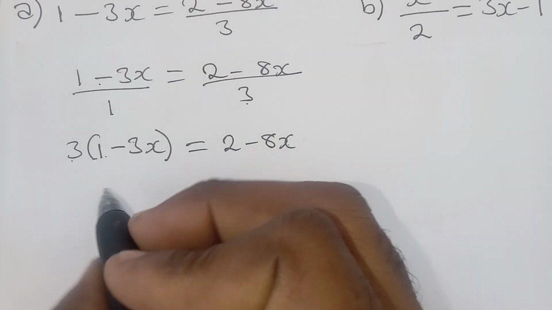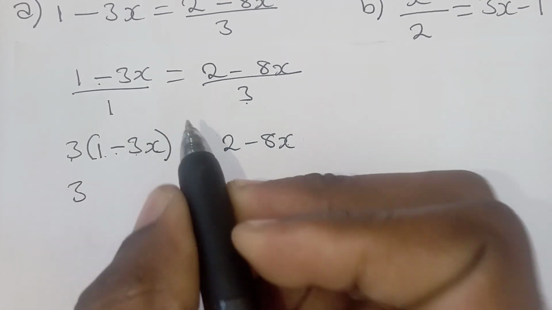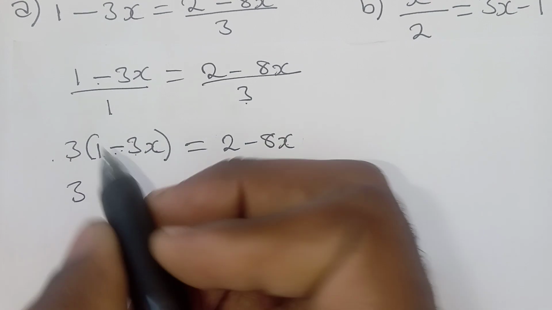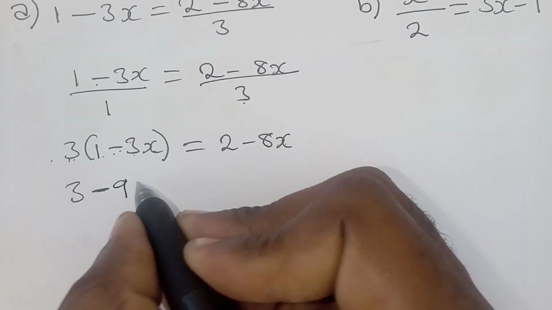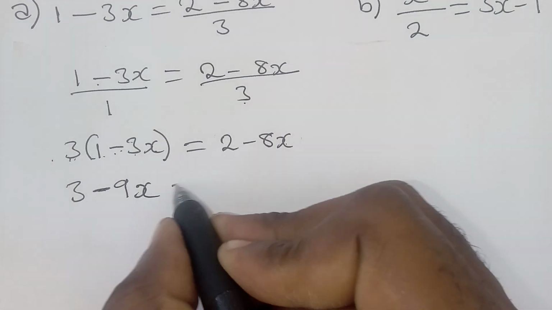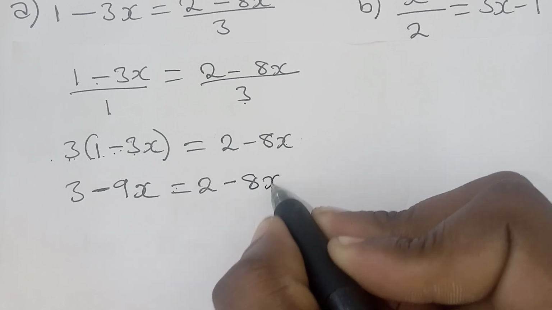So you have 3 multiplied by 1, this is 3. 3 multiplied by negative 3x. Remember, positive multiplied by negative is negative. Then 3 multiplied by 3, you have 9. And then you have an x. So this side you have 2 minus 8x.